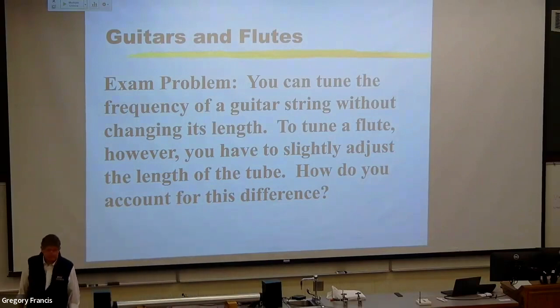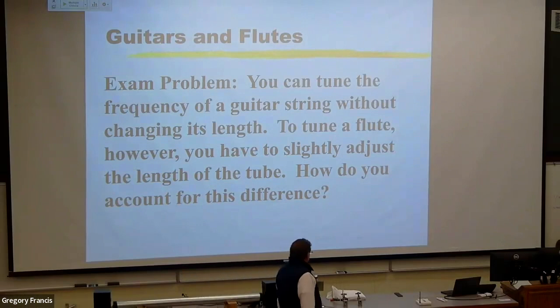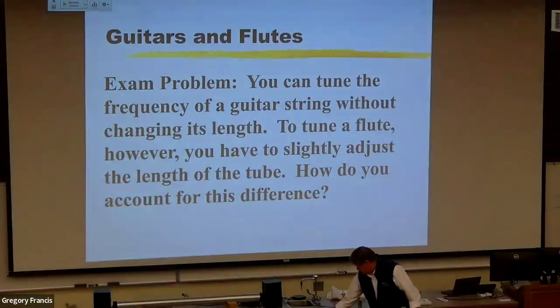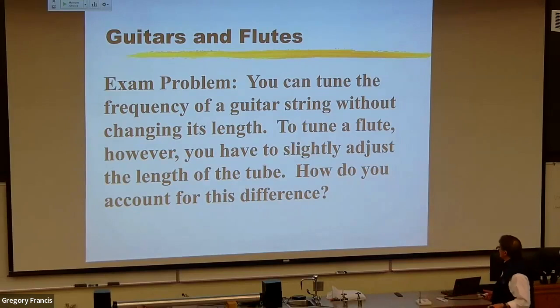Many, many years ago, when I was teaching with my friend Jeff Adams, we put this problem on the exam as problem number 1, because we thought it was the easiest problem on the exam and that everyone would get it right. The problem is you can tune the frequency of a guitar string without changing its length. To tune a flute, however, you have to slightly adjust the length of the tube. How do you account for this difference?